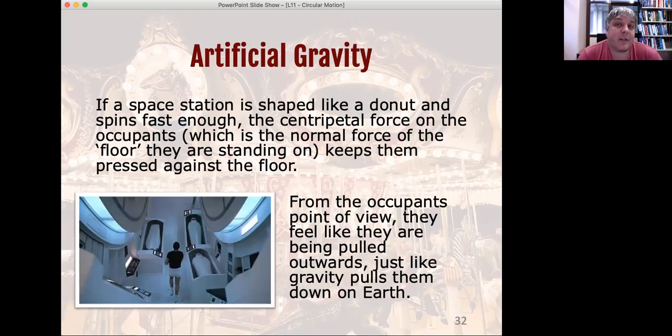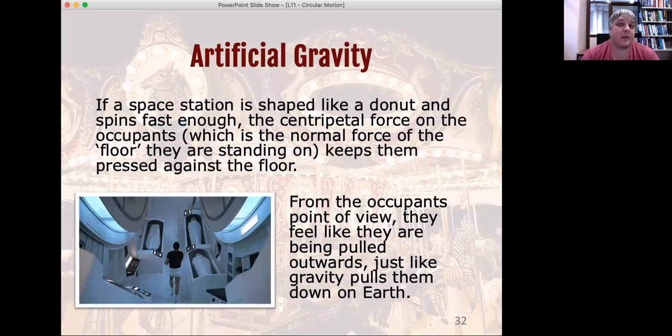And the one thing that I will mention about centrifugal force, though, is that because it feels like we're being pulled outwards, it is one way that we can create artificial gravity on things like big sci-fi space stations. So this is one realistic artificial gravity. A lot of artificial gravity is complete nonsense and doesn't make any sense at all in terms of physics.